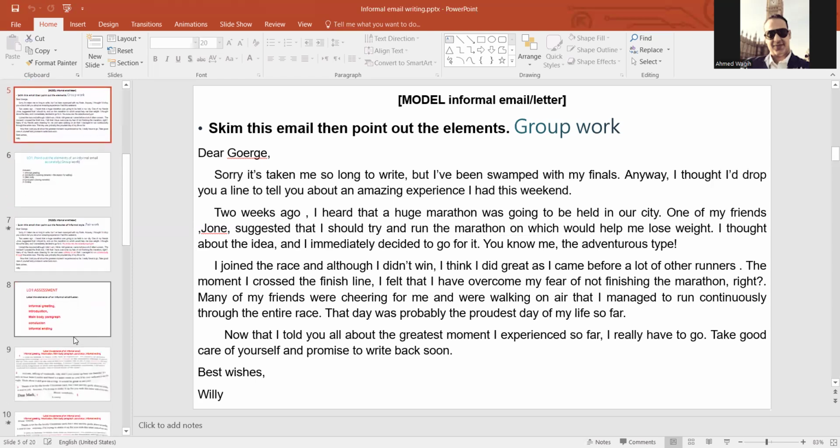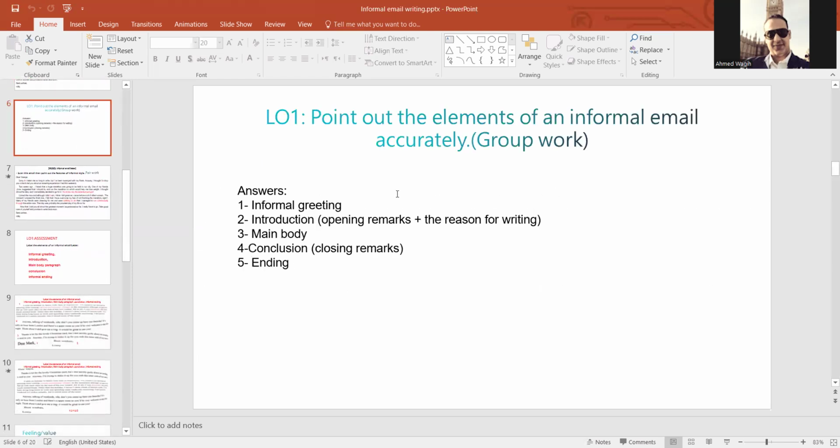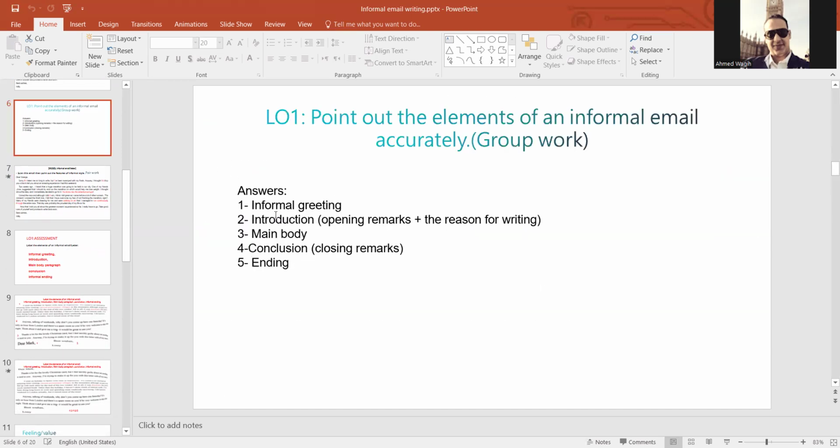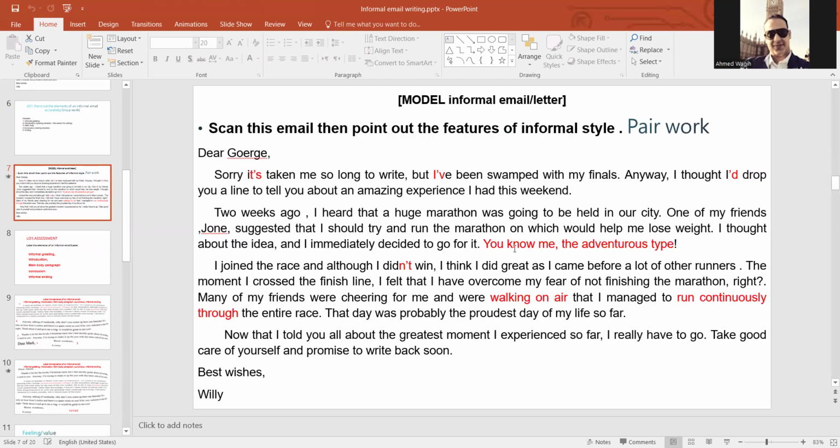Now, let's have a look at this model. We need to point out the elements of an informal email. So you need to tell me, in your groups, where is the informal greeting, the introduction, the opening remarks, and the reason for writing? Where's the main body? What is the conclusion, the closing remarks, with the ending? Let's analyze it together. I'll give you 2 minutes to have a look at this, and let's analyze it together and apply what we've learned in the previous one.